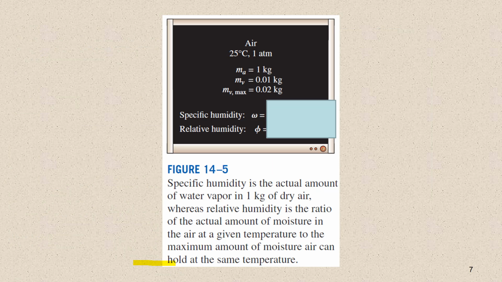Now with the information that you have gathered thus far, try to do this problem. There's an air mass which is at 25 degrees Celsius and 1 atm, and the total mass of air is given as 1 kilogram, and the mass of water vapor that this air mass holds is given as 0.01 kilograms. If the maximum amount of vapor that the air mass can hold is 0.02 kilograms, find the specific humidity omega and relative humidity phi. If you did the problem correctly, you should be able to get these answers.